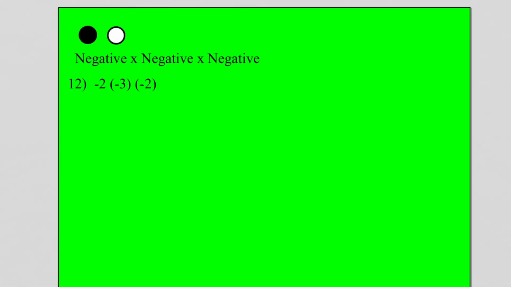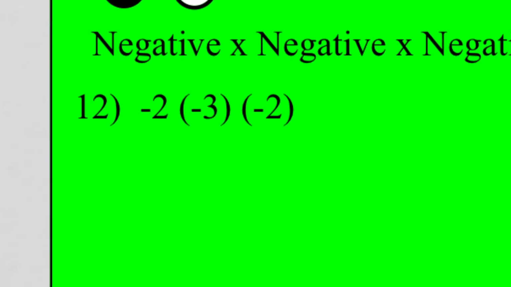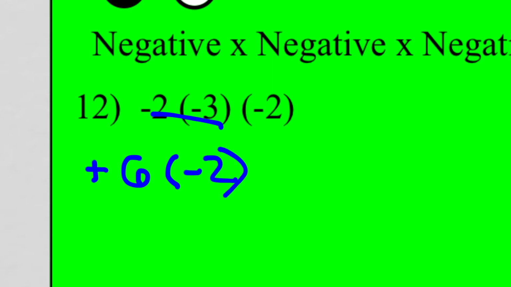So if I had a negative times a negative times a negative, I would do for the first pair, negative 2 times negative 3. Well, I know 2 times 3 is 6, but I know a negative times a negative is a positive. And then I'd be done with those, and I would multiply that answer by what's remaining, negative 2. And I know 6 times 2 is 12, and I know a positive times a negative is a negative.